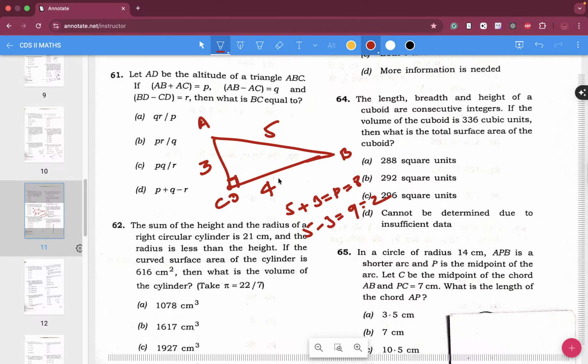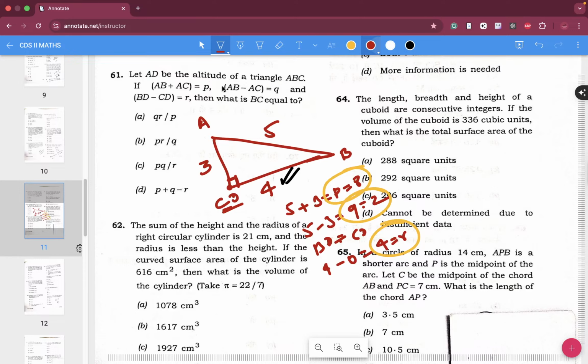And now BD minus CD. There is no difference between BD and CD. CD is 0, which means BD is equal to 4. The points are the same, so there is no distance between them. So BD minus CD is as good as saying BD, which is 4 minus CD, which is 0, is 4, which is R. P value is 8, Q value is 2, R value is 4. Then what is the value of BC is what they are asking. BC means you need to reach 4.